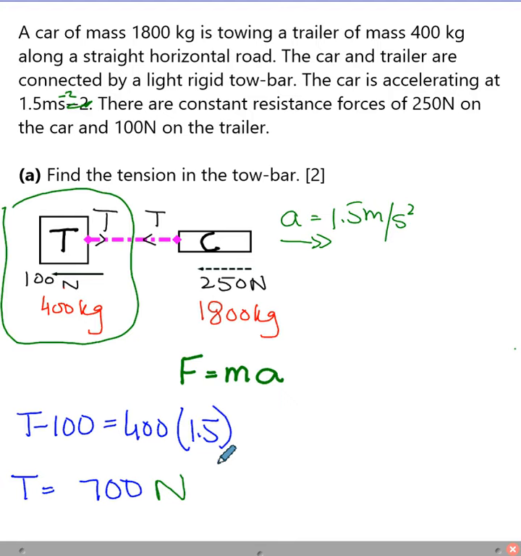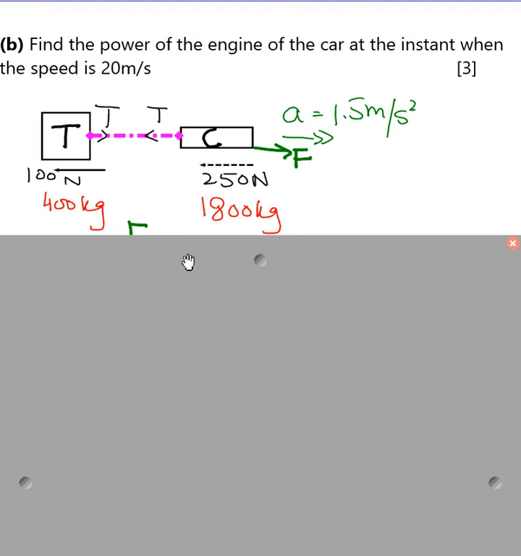Let's see the second part of the question. In the second part of the question, it is asking about the power of the engine of the car at the instant when the speed is 20 meter per second. So using the same diagram, to find out the power, I need to find out the force exerted by the engine first. Power is equal to force times velocity, right? So I'm trying to find out the force so that I can multiply it by the velocity. There are other ways also, but I found this always easy for students to understand. So I'm taking the same approach.